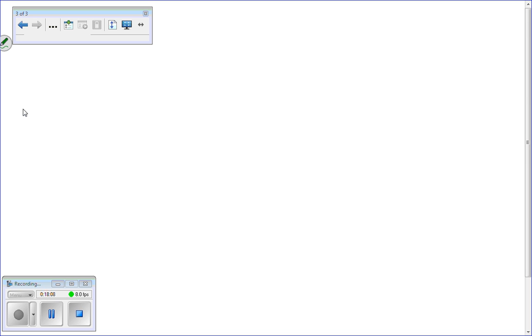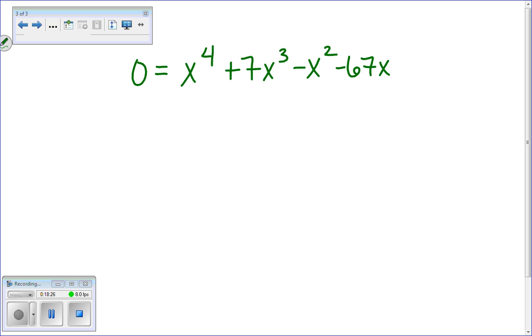But I think after this you'll be able to do a few of them on your own. So this next one that I want you to do, we'll do together. 0 equals x to the 4th plus 7x cubed minus x squared minus 67x minus 60.